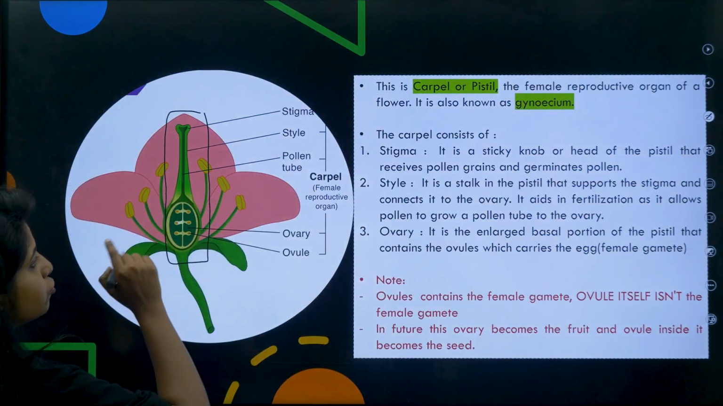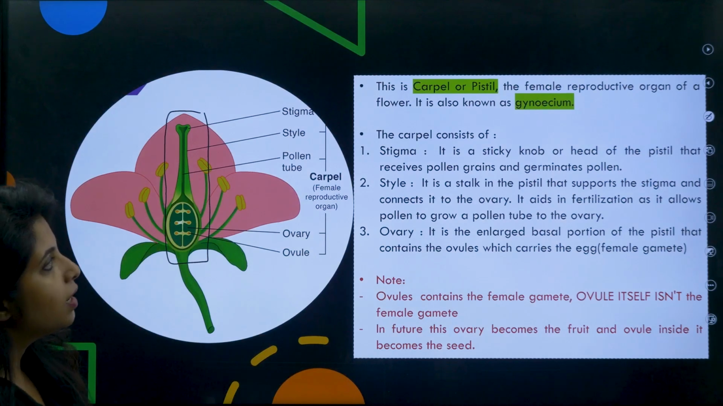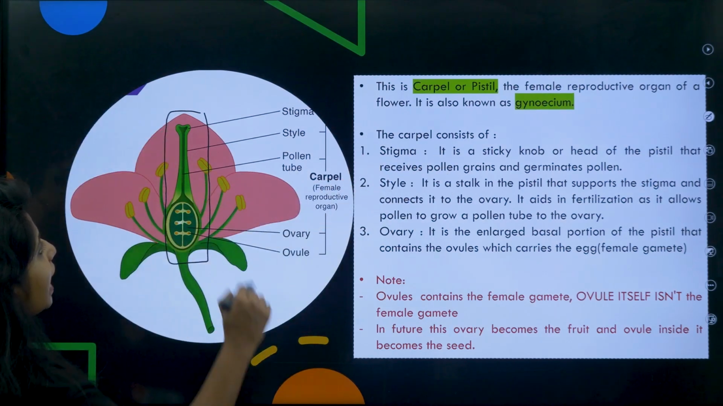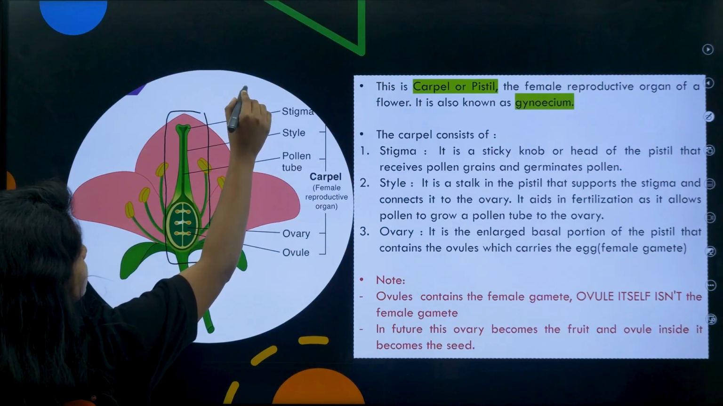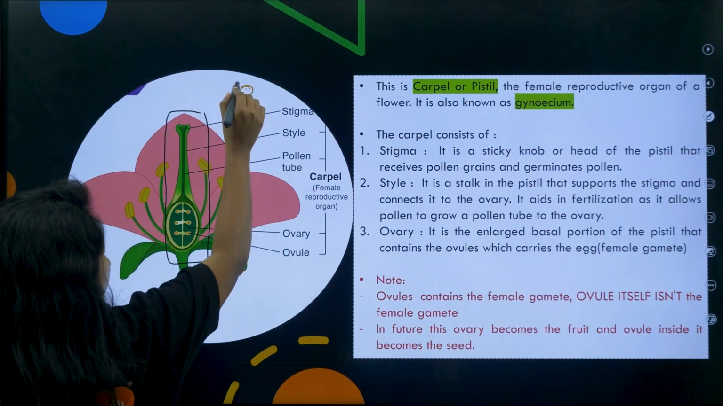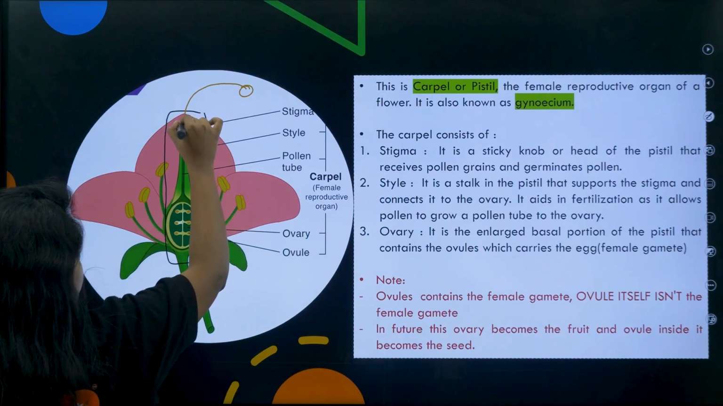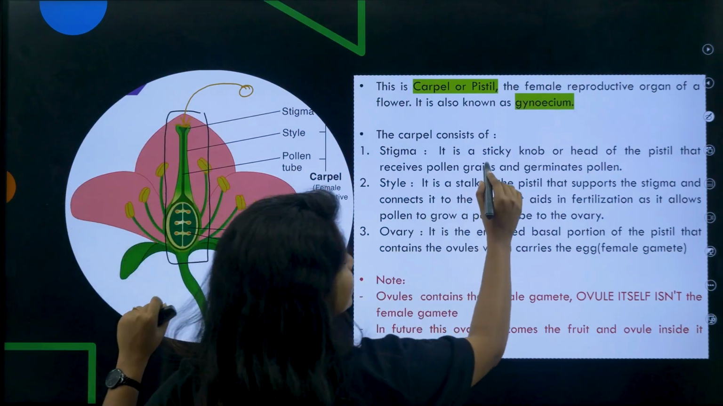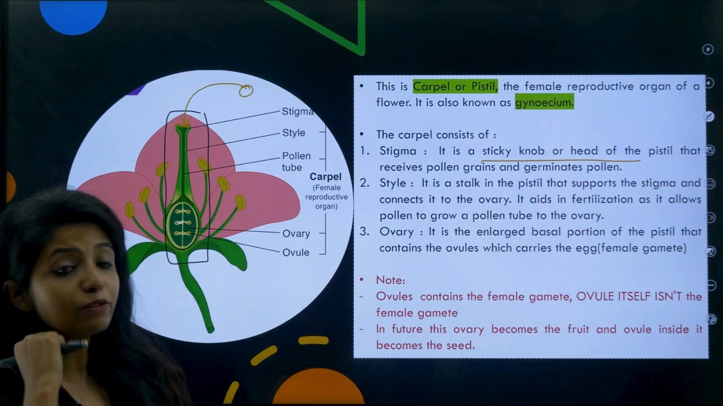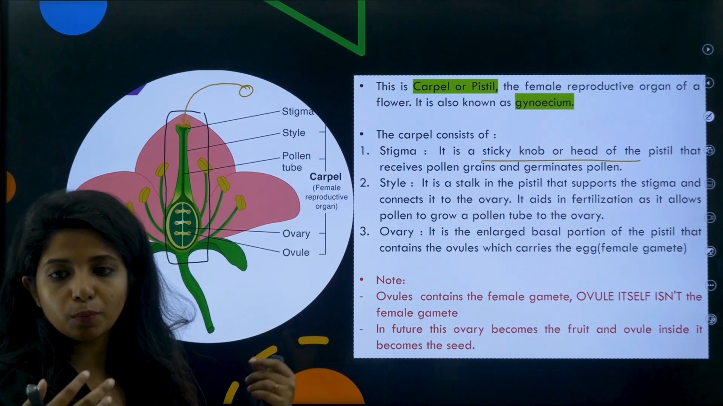The scientific term is gynoecium, and this is the thing that I was talking about. The carpel consists of stigma. Now stigma is what, children? The landing surface. So basically pollen is the one that carries the male gamete, and pollen has to land on the stigma, this particular area. So it has to be a sticky structure. So it's a sticky knob or head of the pistil that receives pollen grain and germinates the pollen.